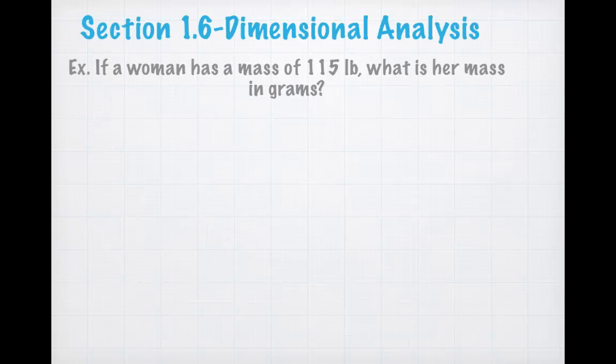Okay. Here's the last section of Unit 1, and it's dimensional analysis, and I'm going to work through this problem right now. Dimensional analysis involves the conversion of units from one unit to another unit. So in this practice problem, it says a woman has a mass of 115 pounds. What is her mass in grams?